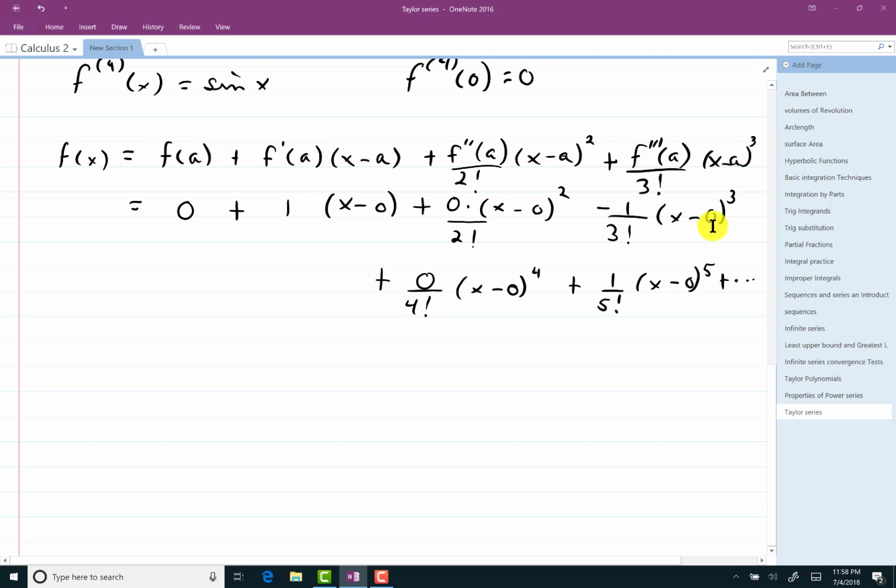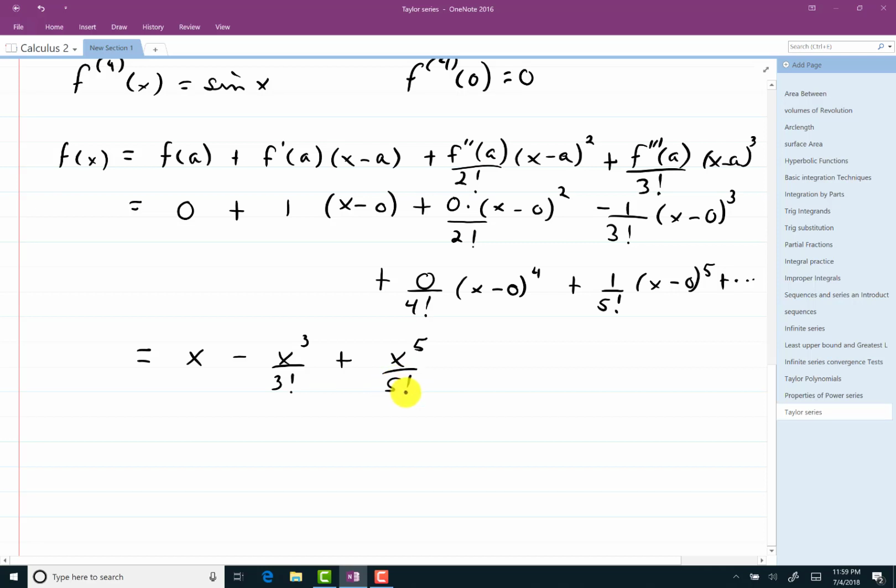So let me write this out. I'm just going to write the non-zero stuff. So I'll have x, and I'll have minus x cubed over 3 factorial plus x to the 5th over 5 factorial.